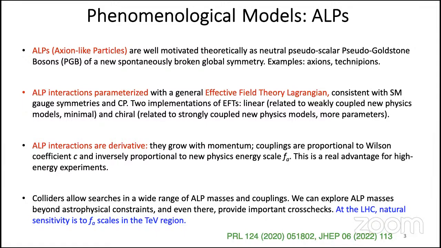The ALP interactions are derivative, which means they depend on the momentum. In particular, here they grow with the momentum, and the couplings are proportional to Wilson coefficients and inversely proportional to the new physics energy scale f_a, which is a real advantage for high energy experiments. Colliders allow searches in a wide range of ALP masses and couplings. At the LHC, for example, the natural sensitivity is to f_a scales in the TeV region.